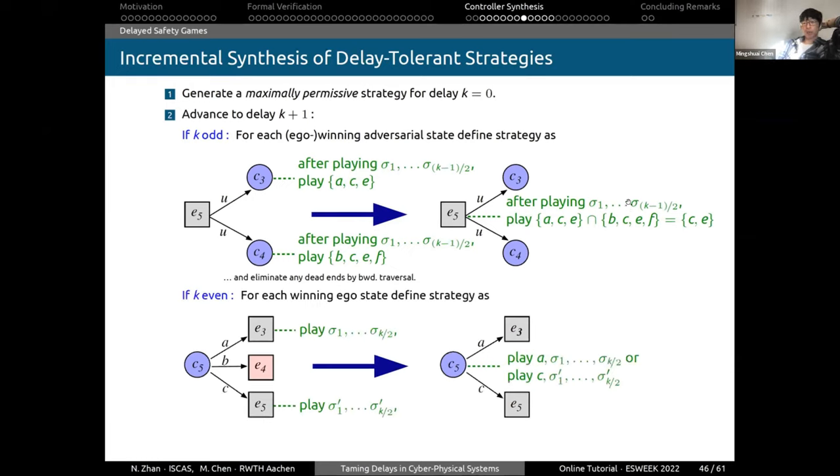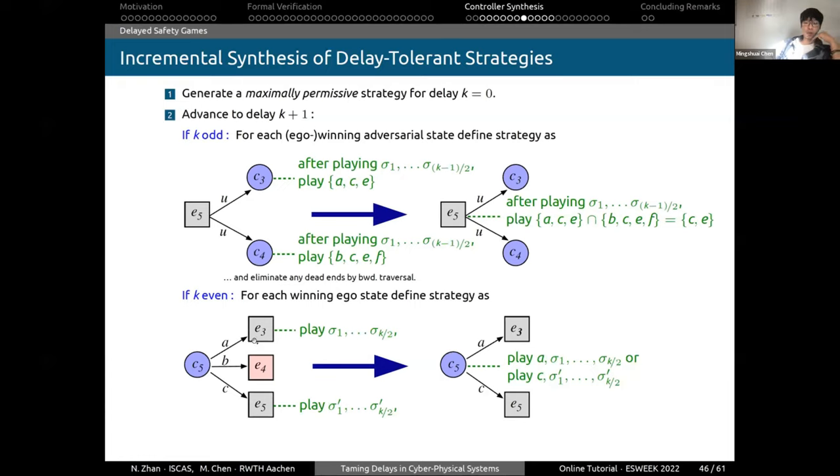All right, there's another case when K is even. That means the strategy under delay K is annotated on an environment state. In this case, the controller can freely choose whatever action he or she likes, because we do have controllability here, because this is a controller state. We can either choose A or B or C, right? Of course, we need to avoid B, which leads to the unsafe state.